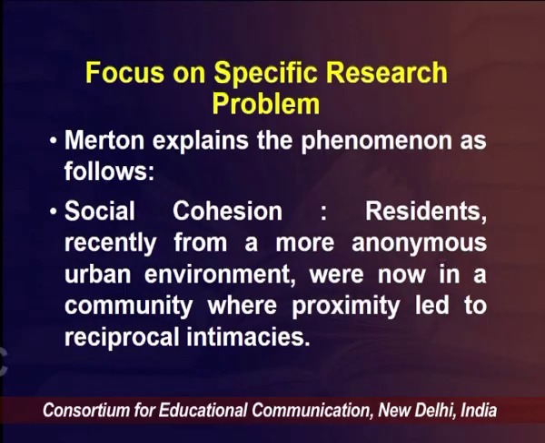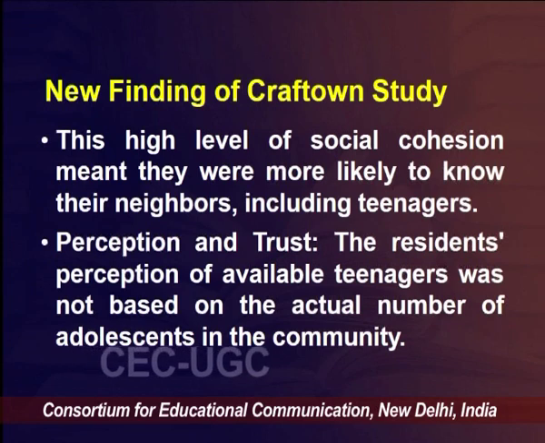Number 1, social cohesion. Residents recently from a more anonymous urban environment were now in a community where proximity led to reciprocal intimacies. This high level of social cohesion meant they were more likely to know their neighbors, including teenagers. Second is perception and trust.